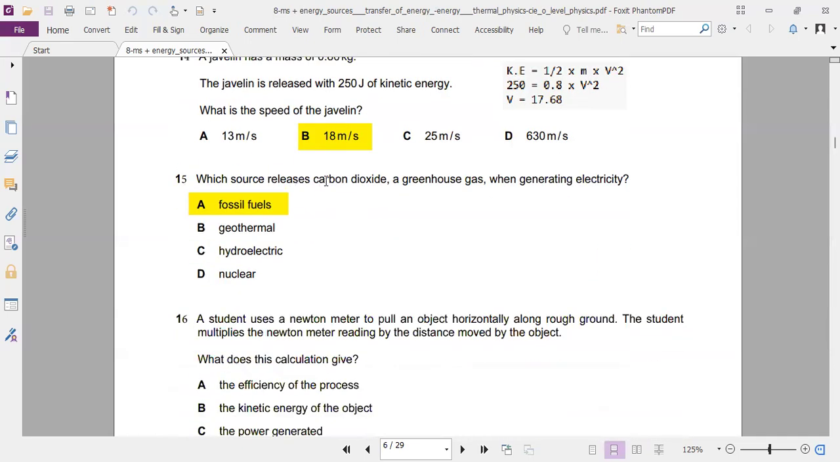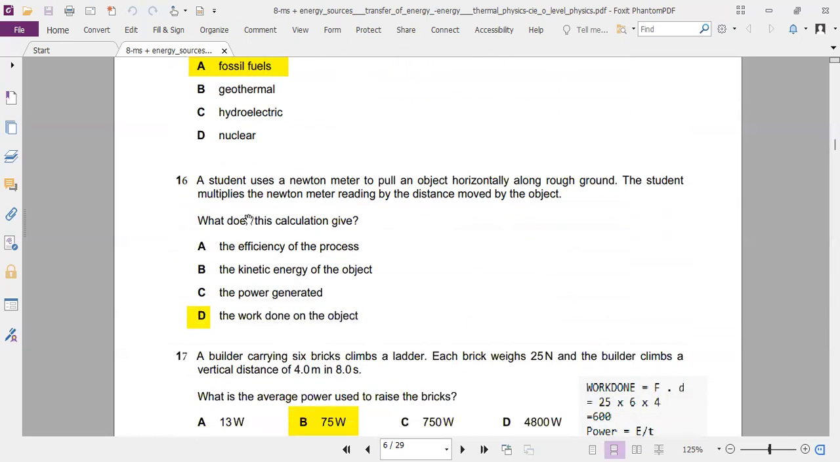Which source releases carbon dioxide? Fossil fuels only. A student uses a Newton meter and multiplies the Newton meter reading. So with calculation, it is the work done, because the Newton meter gives you the force. Multiplying with the distance gives you the work done.